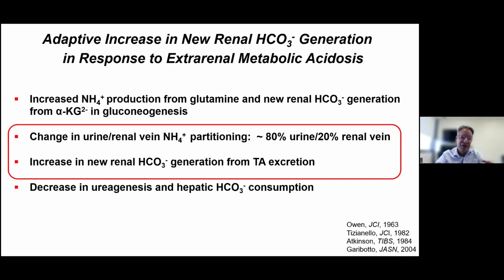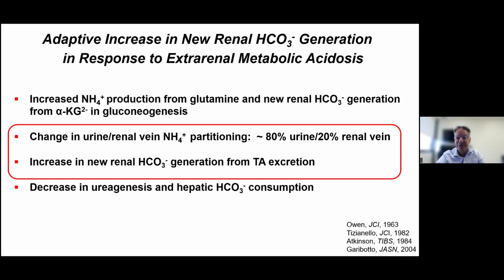Now, what about RTA? Why are we talking about this? And the reason is that two of these processes are defective in distal RTA. And in fact, that's why you develop a metabolic acidosis. So the first thing is that the kidney loses its ability to repartition ammonia normally in the presence of a metabolic acidosis. In fact, it's even worse than that. The kidney can't partition as much ammonia into the urine at all, as we'll talk about in a minute.